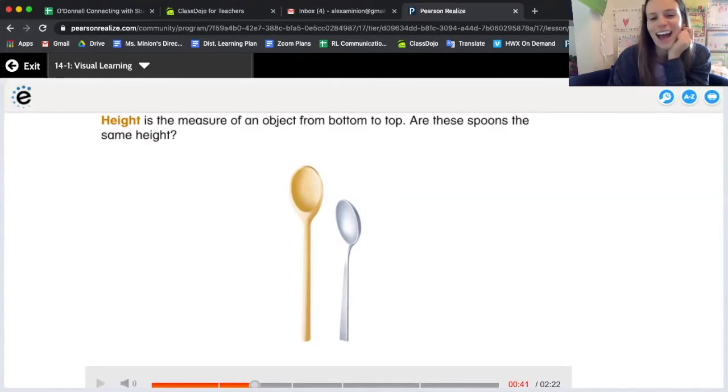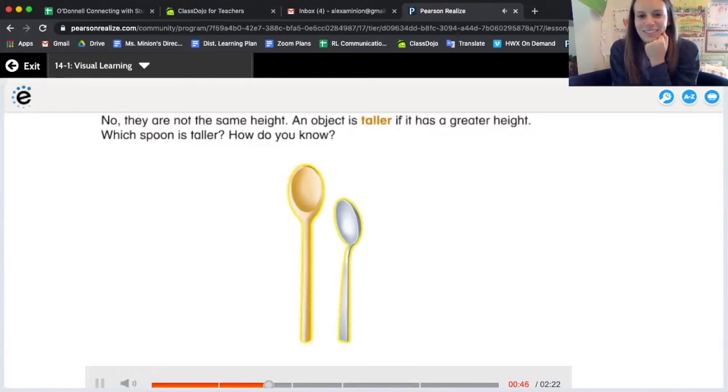No, they're not. Are these spoons the same height? No, they are not the same height. An object is taller if it has a greater height. Can you say taller? Taller means more tall. An object is taller if it has a greater height.